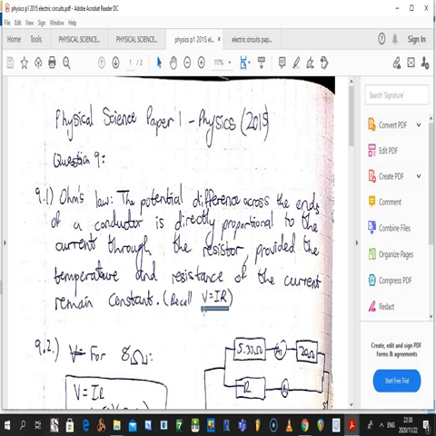The potential difference across the ends or the terminals of the resistor is directly proportional to the current I through the resistor, provided the resistance or the temperature remains constant. I would mention the temperature. I prefer mentioning the temperature rather than the resistance, or mention them both, but most importantly, mention the temperature. So Ohm's law is that the potential difference or the voltage across the ends or terminals of the resistor is directly proportional to the current through the resistor, provided the temperature remains constant, provided the resistance remains constant. So that's what I was writing here.